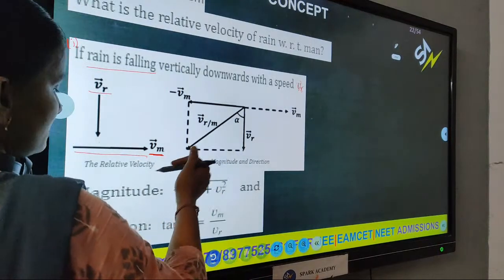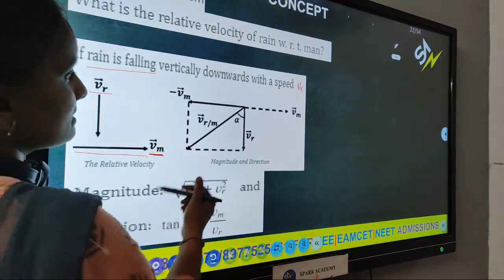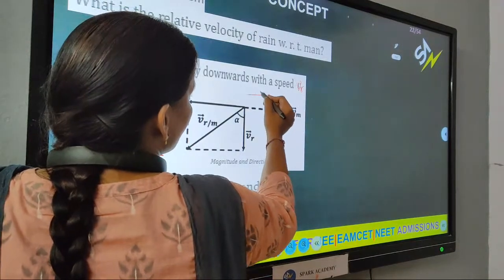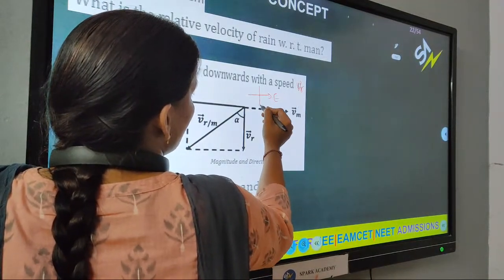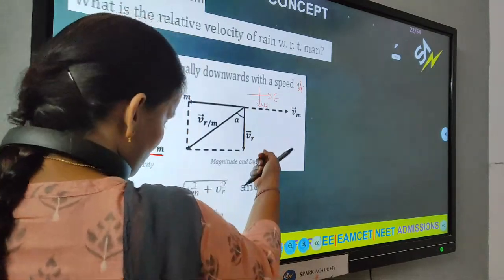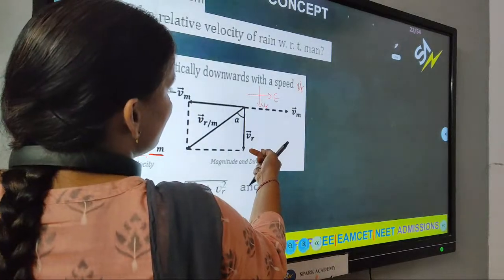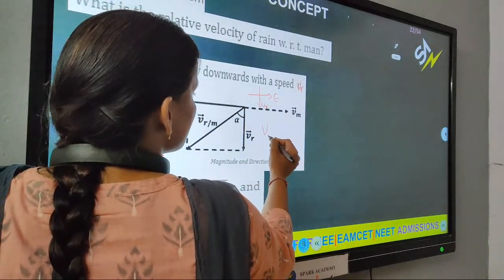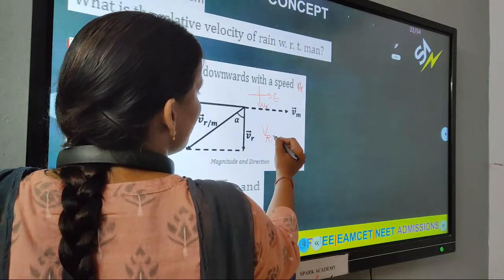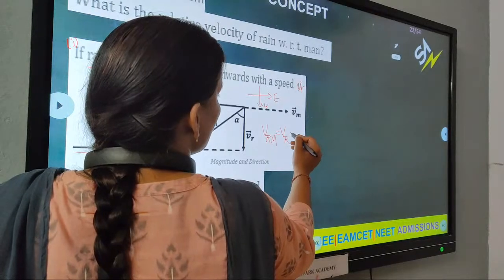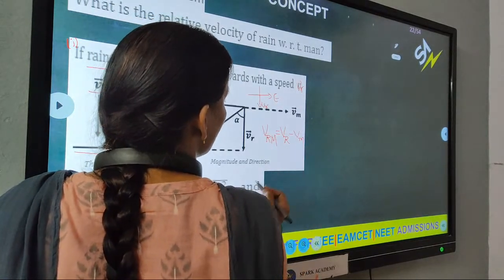Just by following the vectors, velocity of man is in the east direction, and velocity of rain is vertically downward, so the south direction, showing the downward direction. But as per the relative velocity concept, velocity of rain with respect to man means we need to take VR minus Vm.